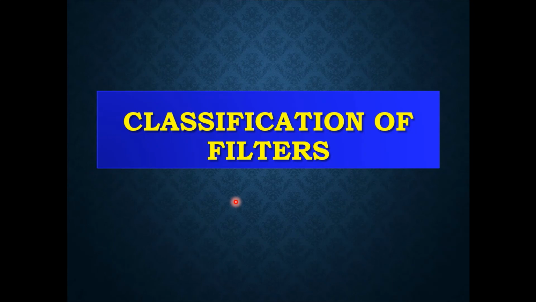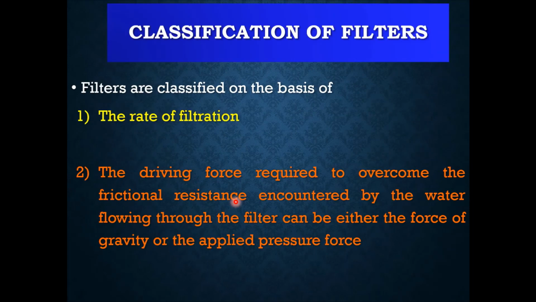Then talking about filter classification, we have seen the general introduction with respect to filtration, and now we will see what are the types of filter actually present at the site. There are two bases on which filters are classified. First is based on the rate of filtration, which I have denoted in yellow color, and second is based on the driving force. These are the two important factors on which filters are classified.